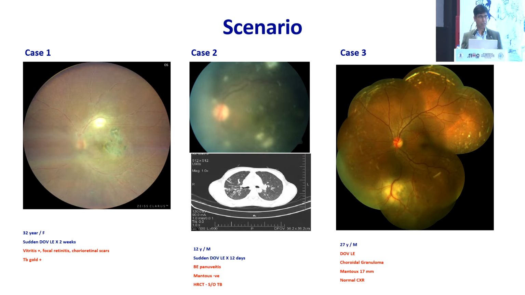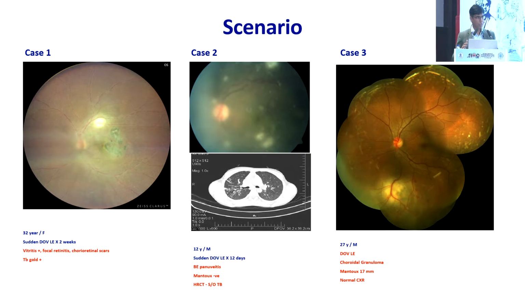I'll start with these three case scenarios. Case one, you see multifocal healed scars, and you have an active retinitis patch with some vasculitis. This patient has a positive TB gold. The second patient has multifocal lesions in the retina, retinochoroiditis, with dense vitritis, a pan-uveitis-like case, and on CT chest you have what is known as a buttery appearance, which is very suggestive of pulmonary TB. And the third case, you have a peripheral granuloma and a positive Mantoux test.